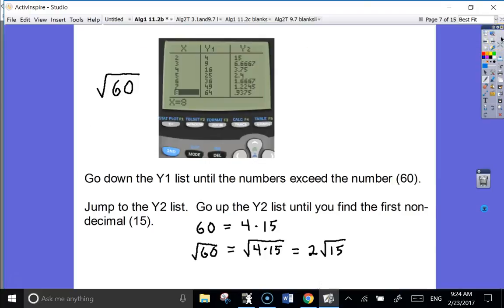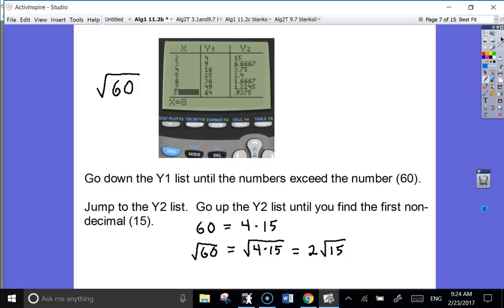Okay. So now this is the way you go through that list to solve this. First, go down this list of numbers until you exceed this 60. You can see 60 is not in this list, so it's not a perfect square, but 60 would have been right here. So go down that far and then jump over to the other list, and now go back up until you find the first non-decimal.